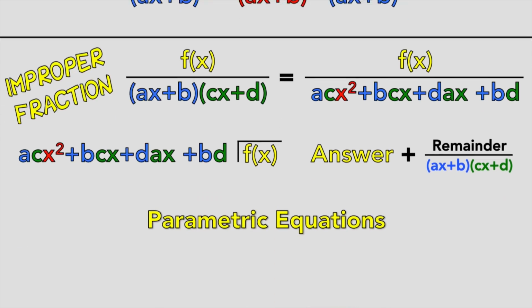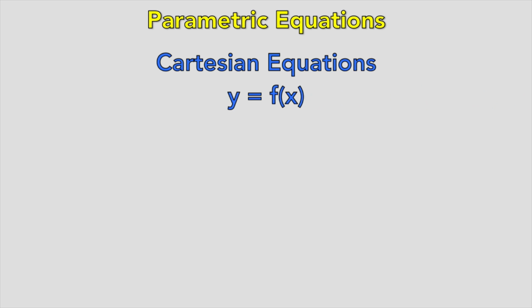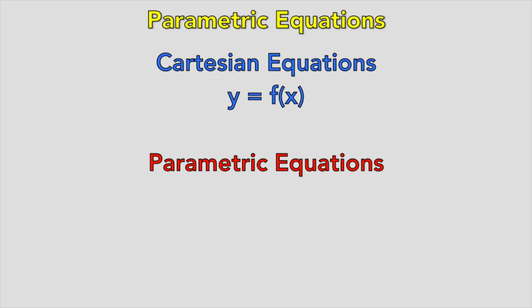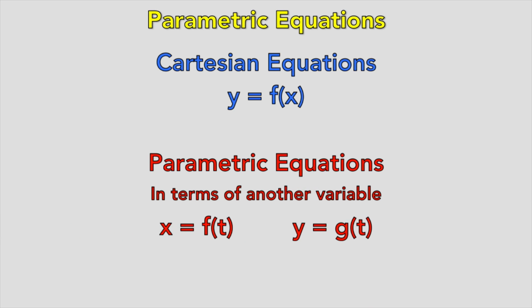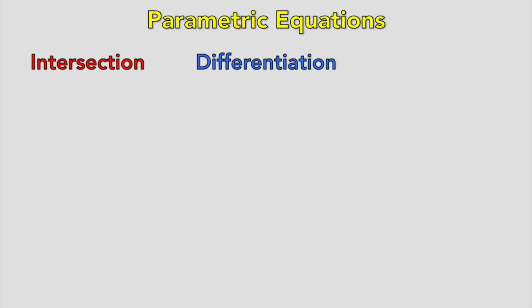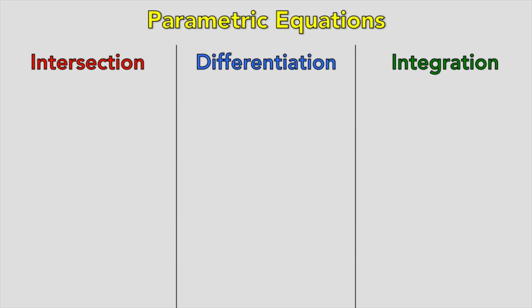Now, you've been using Cartesian equations for most of your life, but it's time to get the mistress or toy boy, which are parametric equations. These are where you have x and y in terms of some other variable or parameter. There are three things that you need to know about parametric equations: intersection, differentiation, and integration.